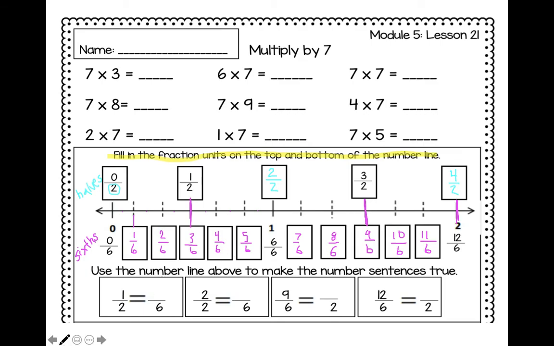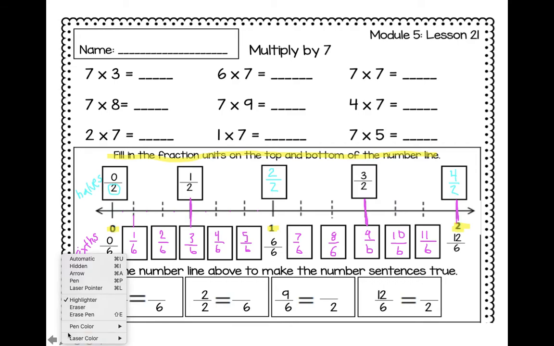Okay, our whole numbers, I'm just going to highlight them really quick because I do think it's important. Our whole numbers are 0, 1, and 2. Now we can use the number line above to make the number sentences true.